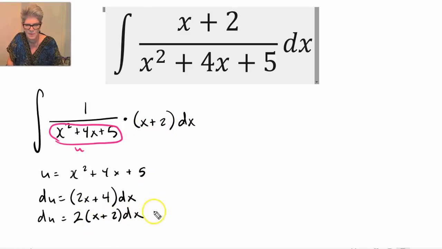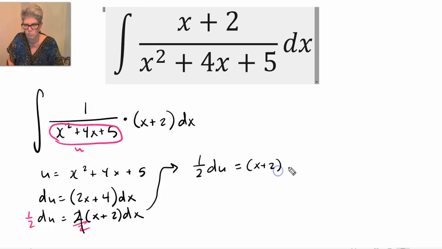I just want this bit. I don't want the 2. How do I get rid of the 2? Well, I'm going to multiply both sides by a half, or I'm going to divide both sides by 2. All right, it's the same thing. Multiplying by a half is the same as dividing by 2. And so that goes away. Okay, so now this is equal to a half times du.